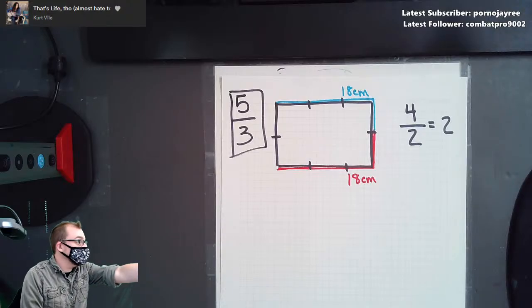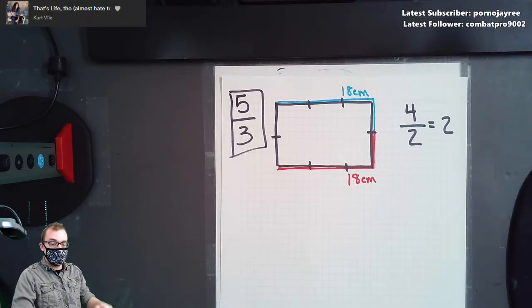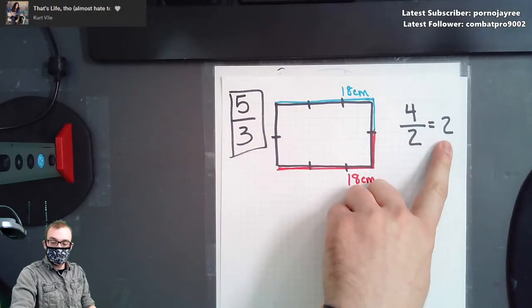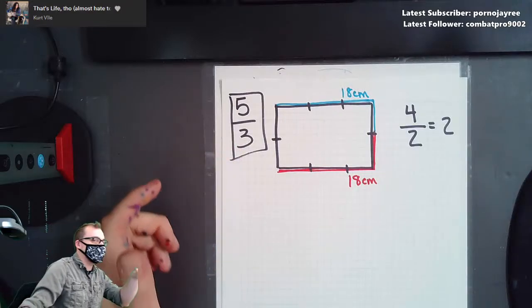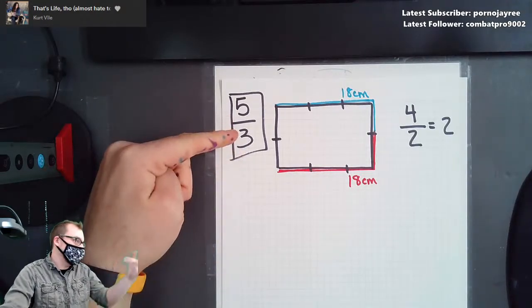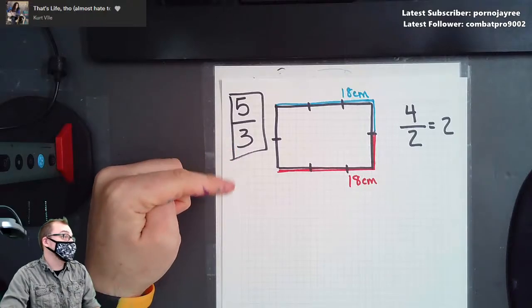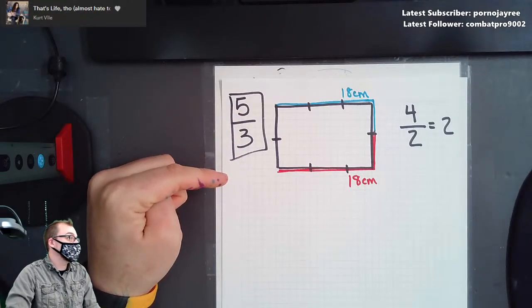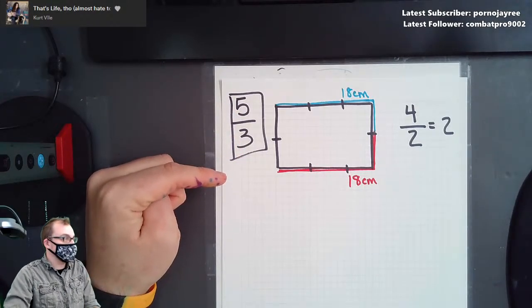And what is division? Relationship. How does 4 relate to 2? Well, it's double. How does 5 relate to 3? Well, it's 5/3 as big. Not quite double. A little bit less, between 1 and 2, right? The relationship between 5 and 3. Not quite double of 3.